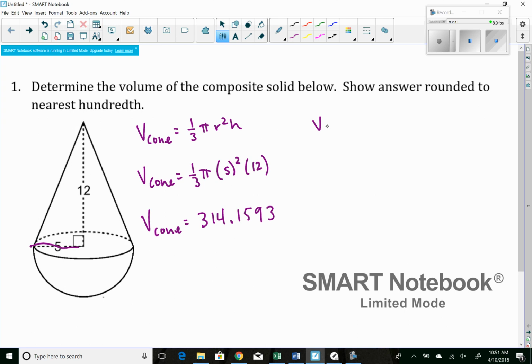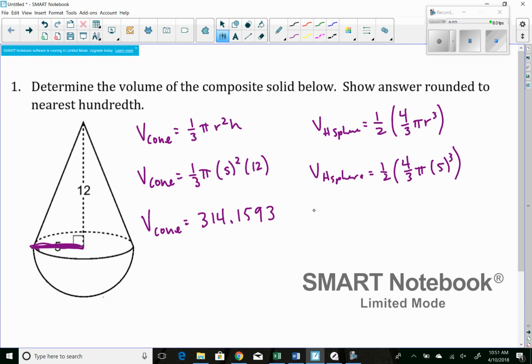Now, the volume of the hemisphere is going to be half of the volume of a sphere, 4/3 pi r cubed, or 4/3 pi r cubed divided by 2. Either way, however you wind up doing it. You already know the radius because the radius of the sphere is the same as the radius of the cone because they kind of fit on top of each other. So the volume of the hemisphere is 1/2 of 4/3 pi times 5 cubed.